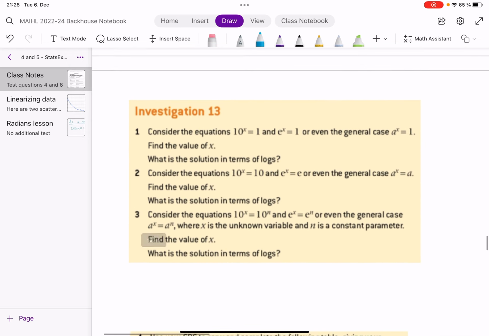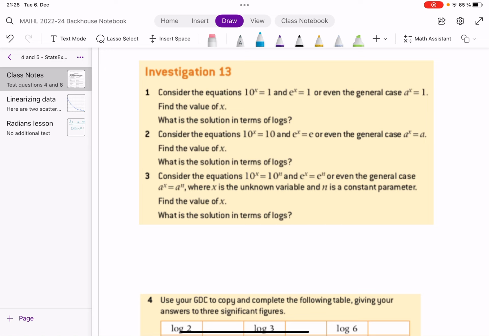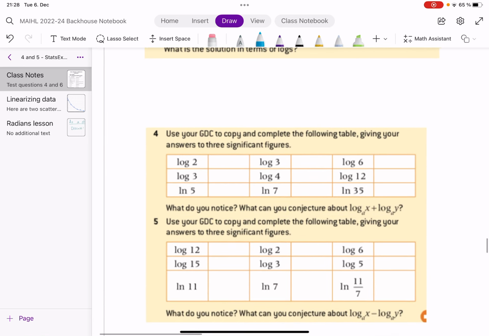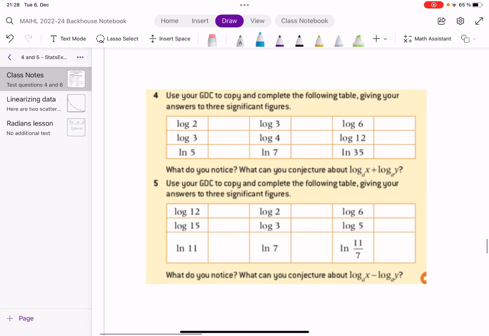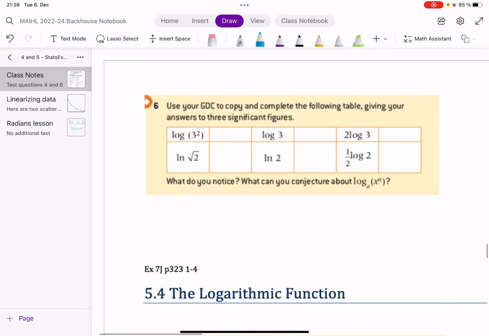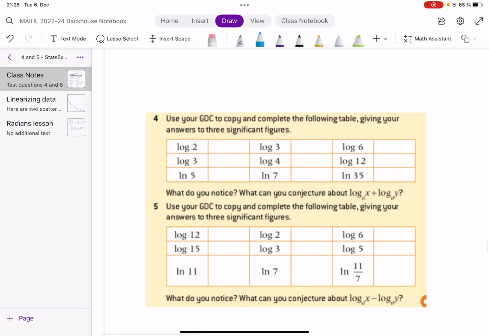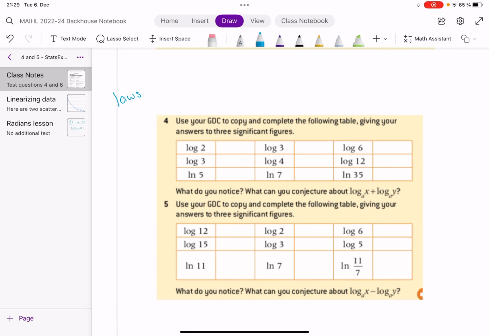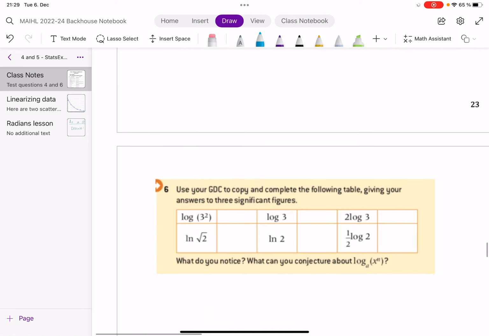Folks, there are some general rules of logarithms which you're going to investigate on the next page. So work through the investigations and try to think about what are the key rules that I can take away from here. In particular, questions 4 and 5, and 6 actually, there are some, they're called log laws. Laws of logarithms, let's use the correct term. So you're going to do some investigating to try and determine what those laws are.